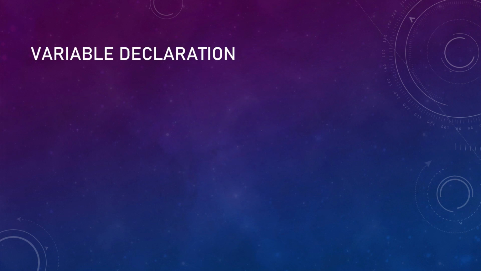So let's see how to declare a variable. There are basically three keywords by which we can declare a variable in JavaScript. One is by using the var keyword. We declare it using the var keyword followed by the variable name and a semicolon. That variable name could be anything like firstName, lastName, A, B, C, etc.